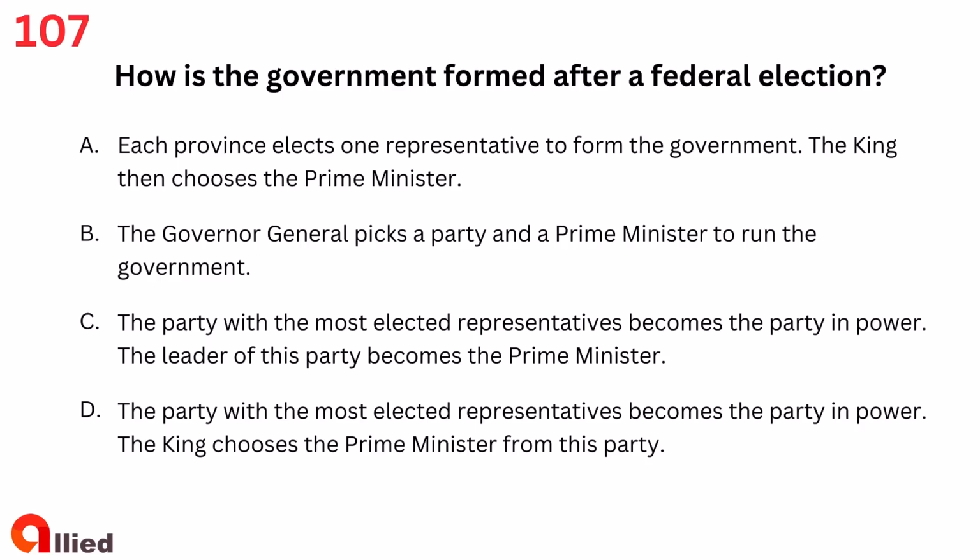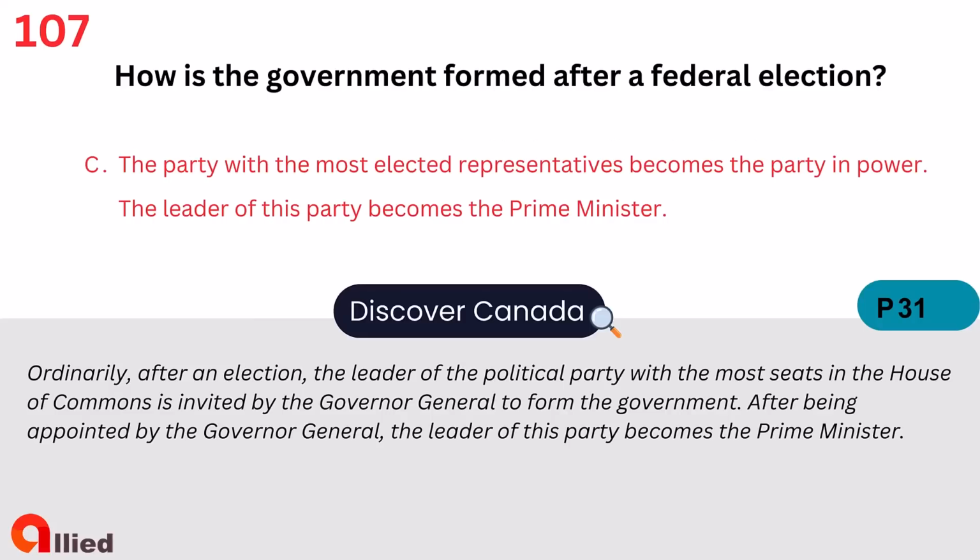C. The party with the most elected representatives becomes the party in power. The leader of this party becomes the prime minister. D. The party with the most elected representatives becomes the party in power. The king chooses the prime minister from this party. The answer is C. The party with the most elected representatives becomes the party in power. The leader of this party becomes the prime minister.